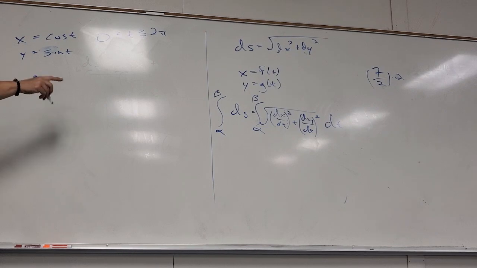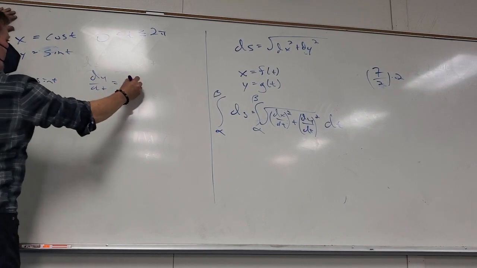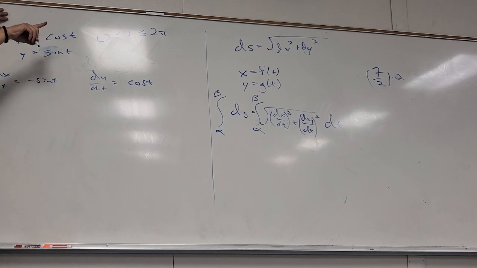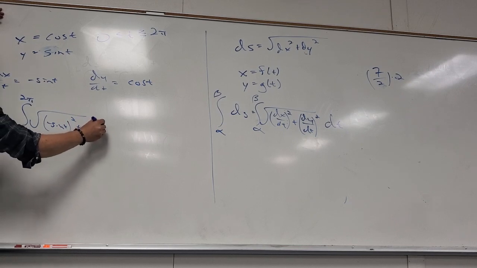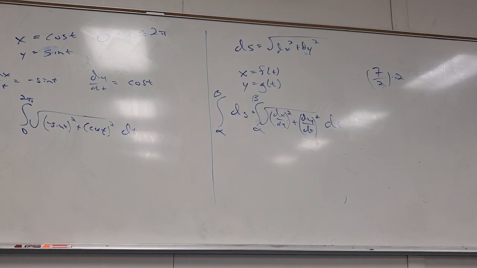So what do I need to build that integral? I need dx/dt, right? What's dx/dt? Negative sine t. What's dy/dt? Cosine t. I like it. What else do I need? Nothing. I just need to know alpha and beta, but they gave me those: 0 to 2 pi. Square root of negative sine t squared plus cosine t squared, dt. What is sine squared t plus cosine squared t? 1.